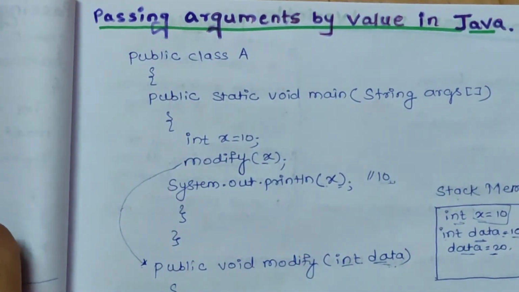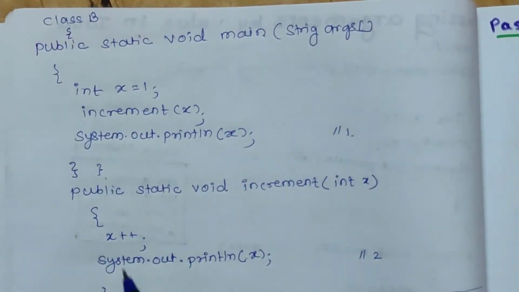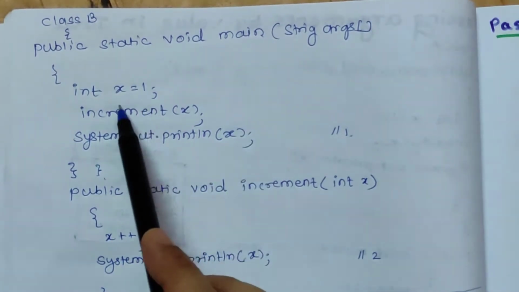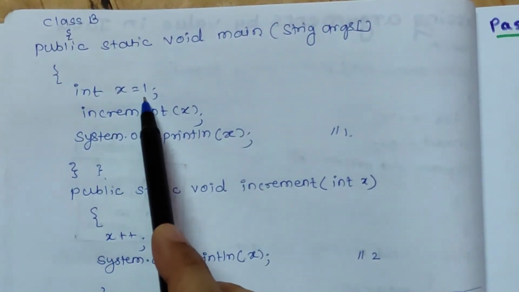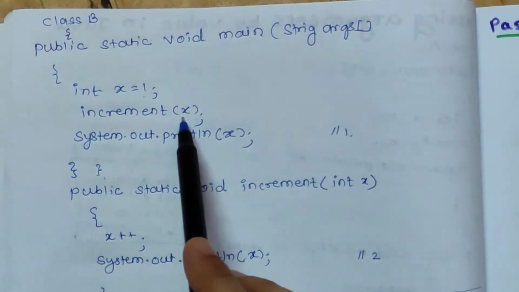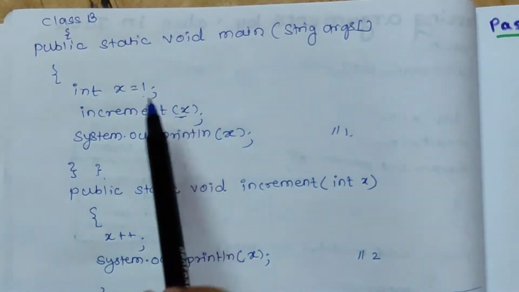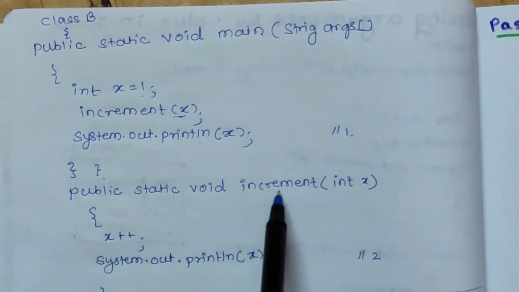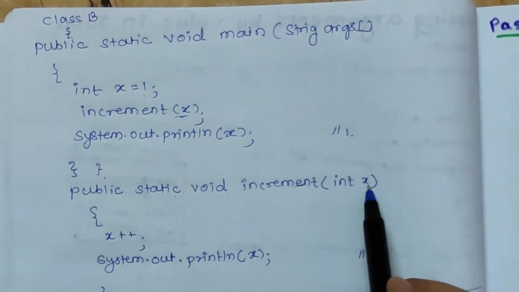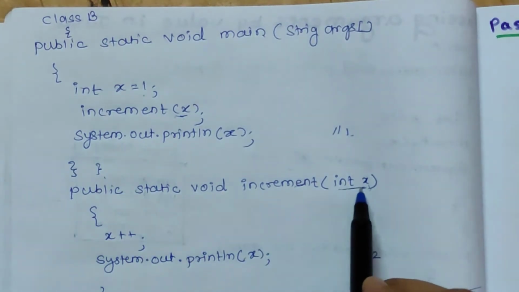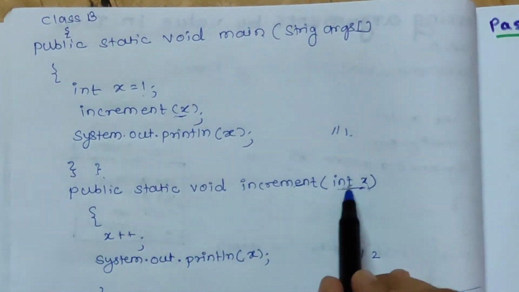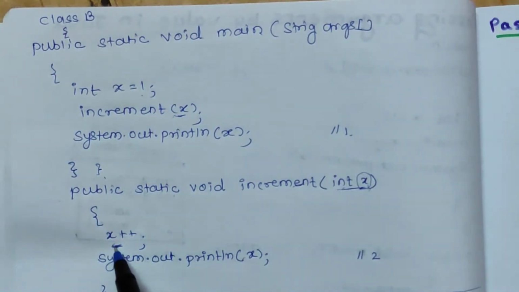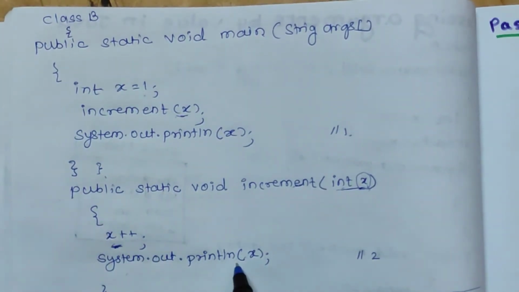We see one more example of this. Here class B we have defined, and this is a main method. In main method we have created one variable of type int x and we have called the increment method. The definition of this increment method is here, and in increment method the value of x we are passing as an argument, that is integer x will be received as argument, and we are incrementing the value of x here and we are displaying the value.